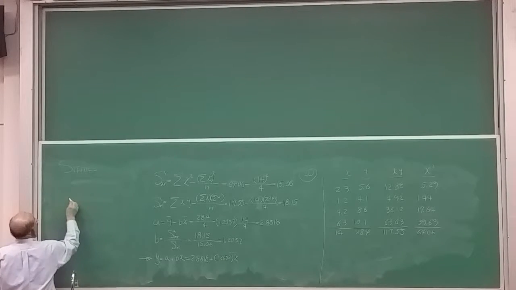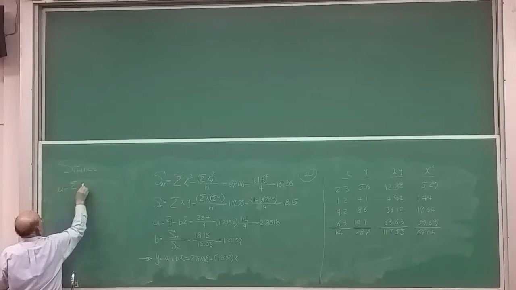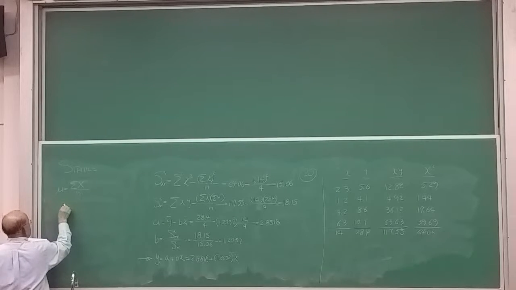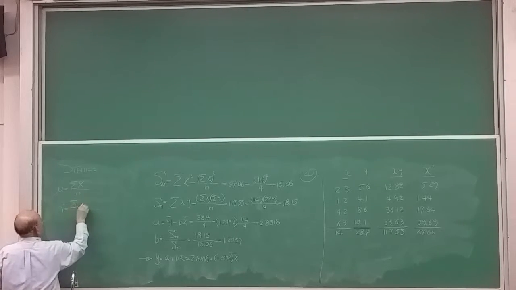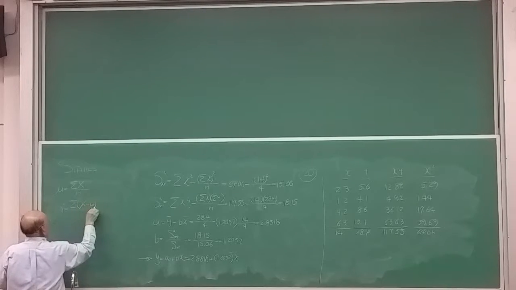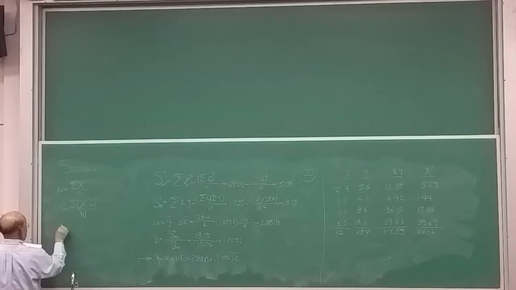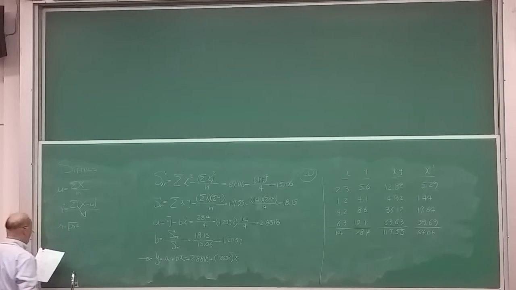Statistics, we should know what the mean is: summation over x divided by n. Variance is the summation of x minus mu squared over n. And standard deviation is the square root of the variance.